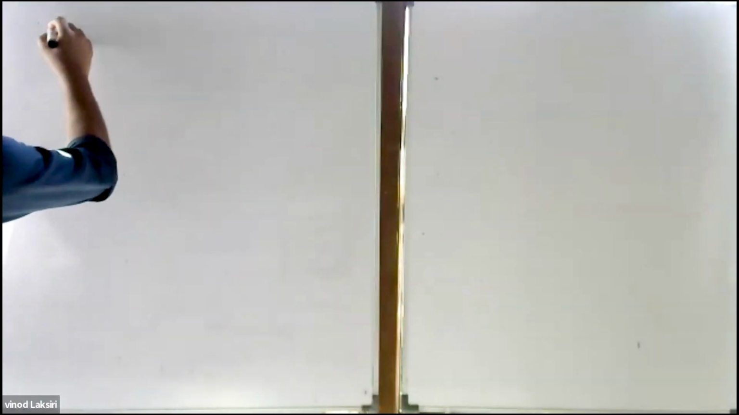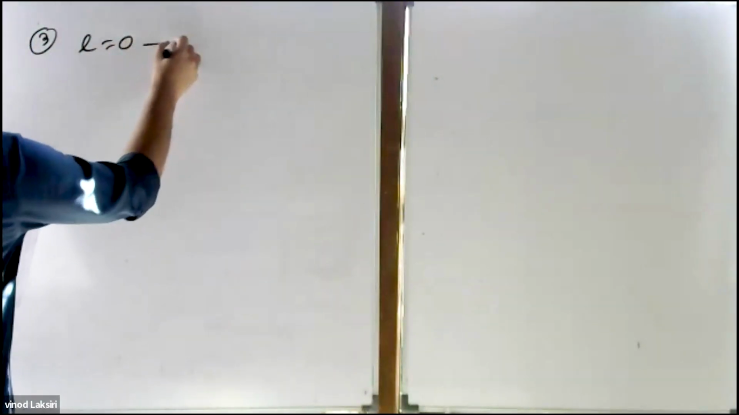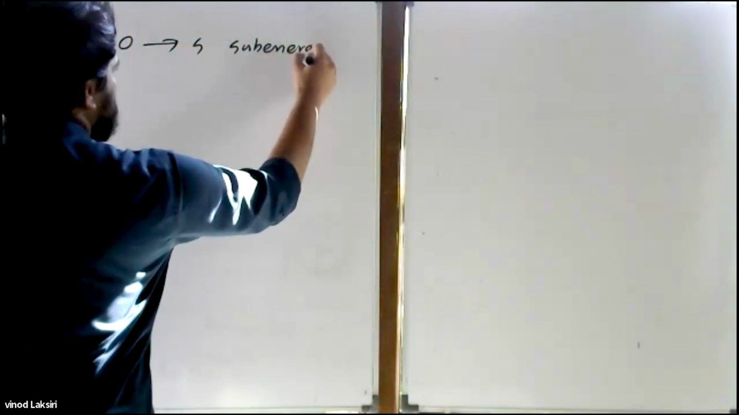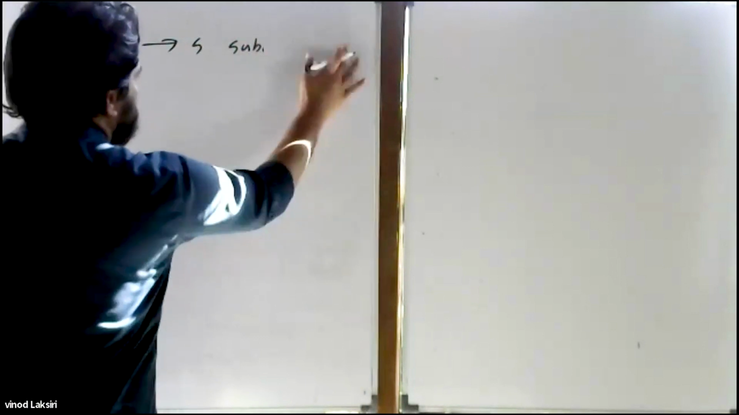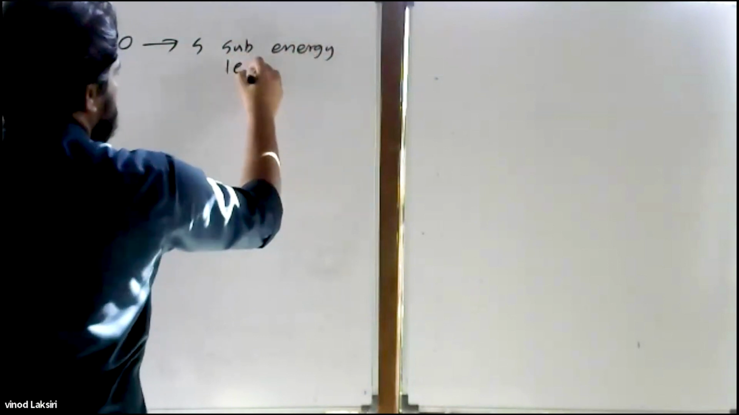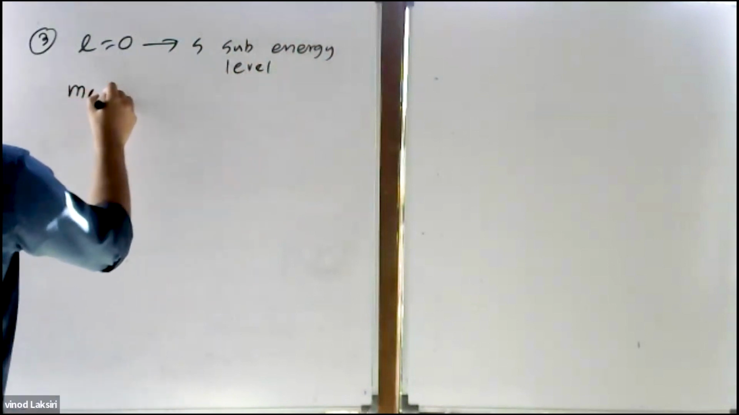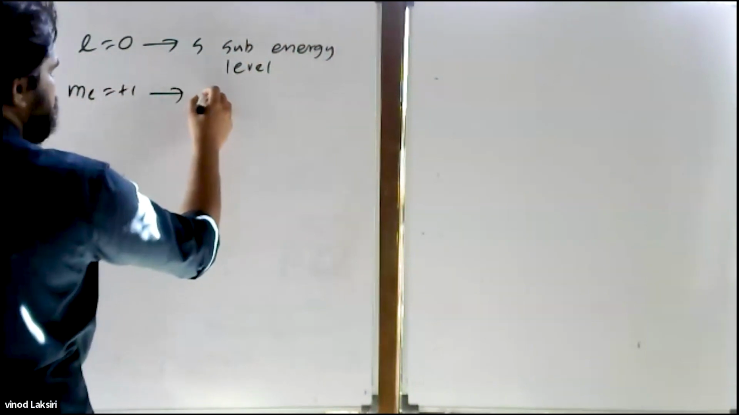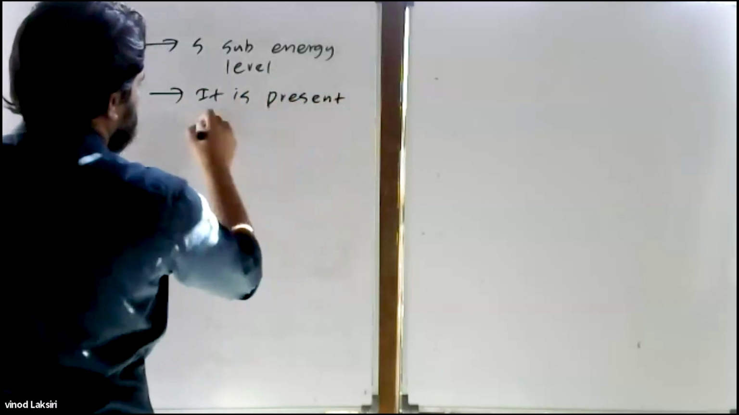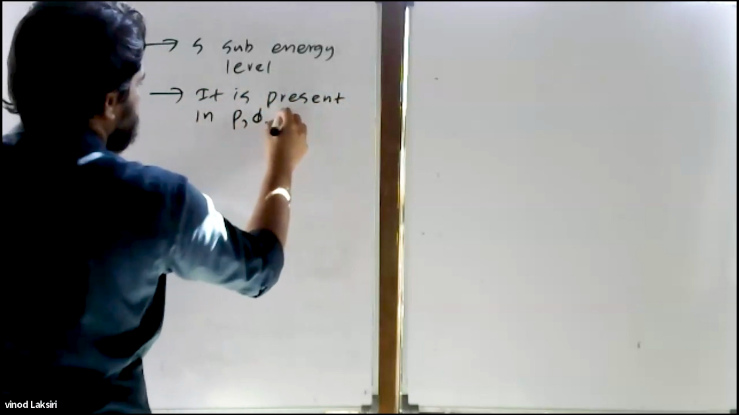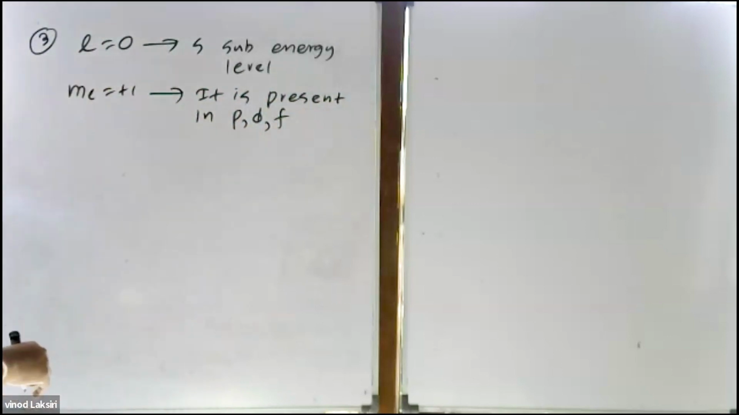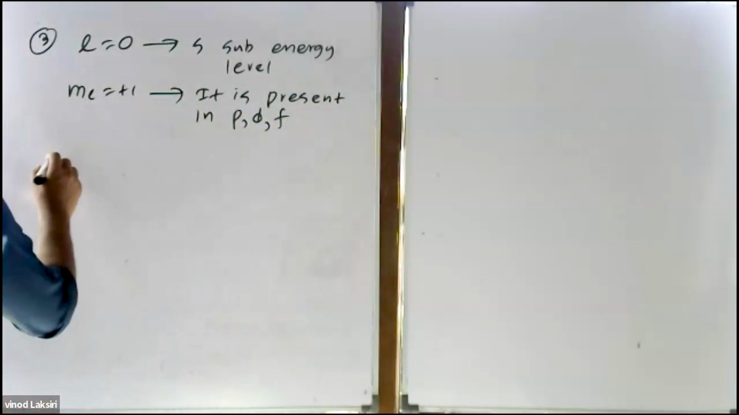So here I will write down the question. L equals 0. What is the 0? S subshell, S sub energy level. Then Ml equal plus 1 is present in P, D, and F. Right? Only S does not have an Ml equal plus 1 orbital. Right. Then we have to consider copper.